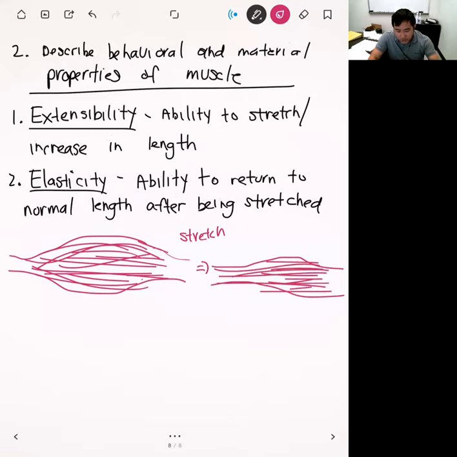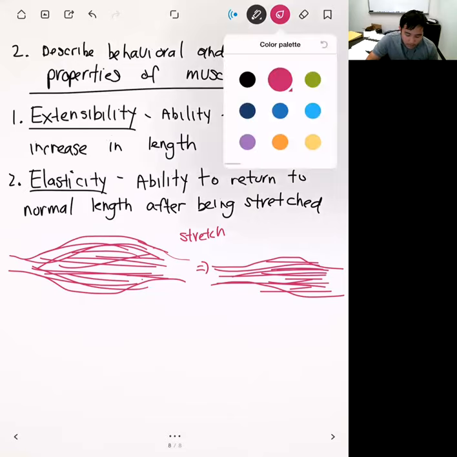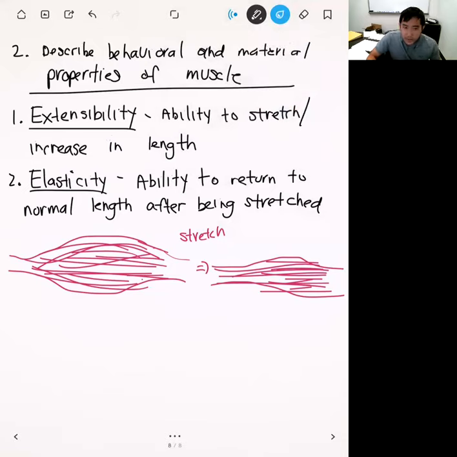And so if you stretch a muscle on its own, right, and so that's property one right here, the ability to increase in length, right? Then if you do that, then by itself, without the muscle itself having to contract and generate any force, there's going to be a natural restoring force that tries to bring the muscle back to its original length. Okay.